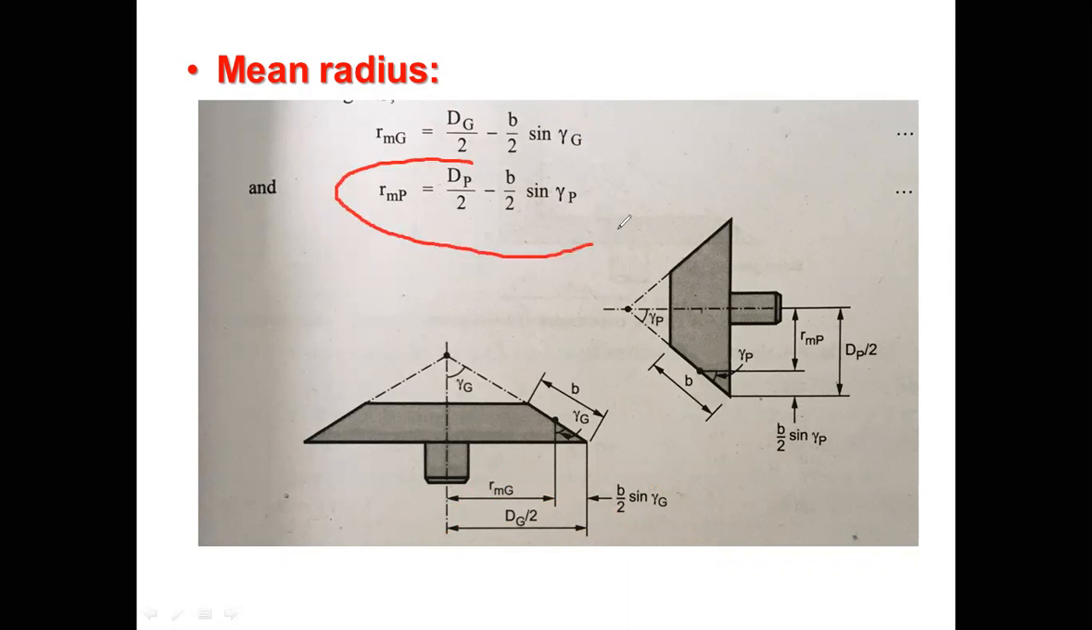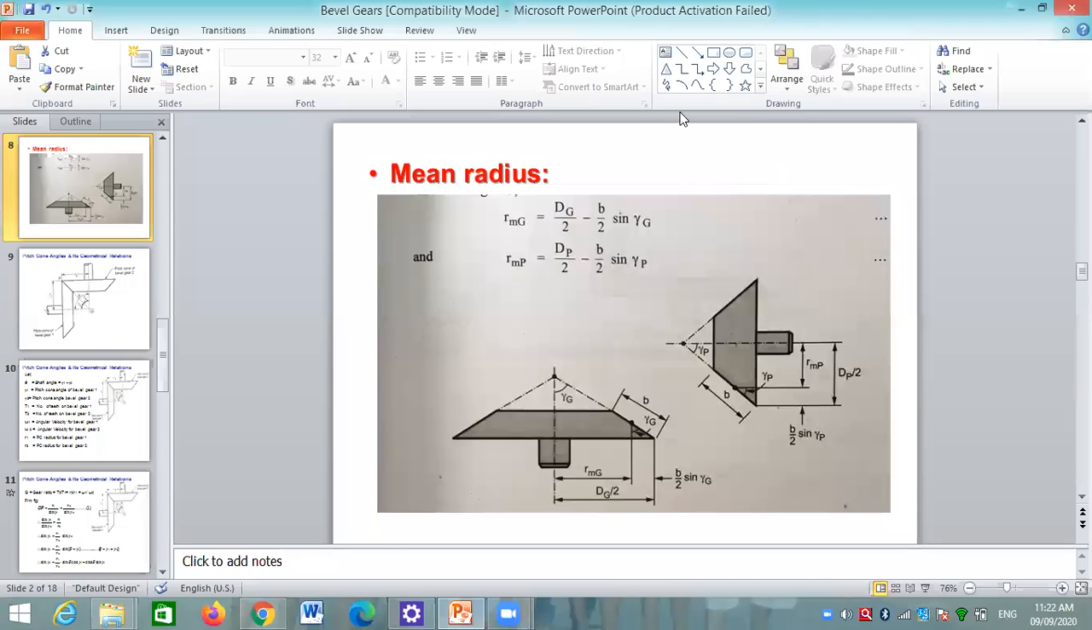If we write the same formula for the pinion, then the mean radius for a pinion is equal to dp by 2 minus b by 2 into sine of gamma p. Why gamma p here? Because gamma p is the pitch cone angle for a pinion, and gamma g is the pitch cone angle for a gear. These are some of the terminology used in a bevel gear.